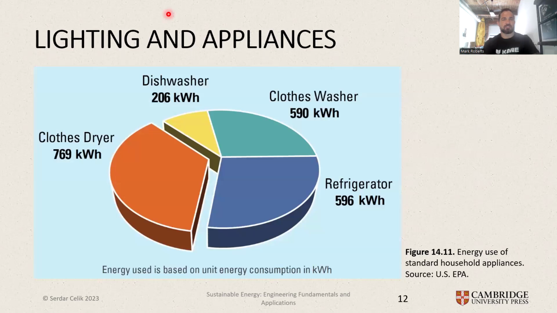This plot over here shows general energy usage in standard homes across the US. Looking at it, the clothes dryer uses the most electricity, then the clothes washer or refrigerator, and then the dishwasher over here. In terms of efficiency, it would be, what is the energy input of these units? What does it require to do the job?